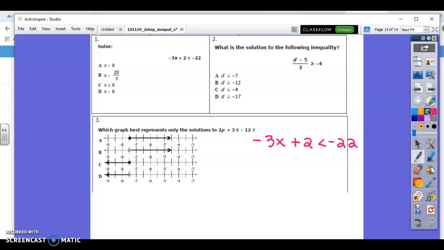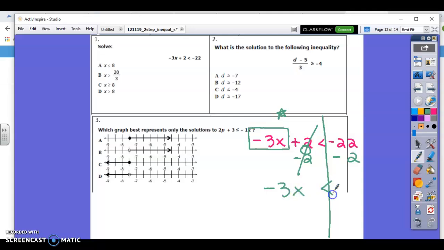So the first thing is you always want to separate your inequality into two sides. Box in the variable, whatever's with it. So we're going to leave negative 3x alone. This is our starting side, and we want to get rid of plus 2. So the opposite is minus 2, which gives us 0. So minus 2 is going to give us negative 24. Now we bring down the negative 3x is less than negative 24.